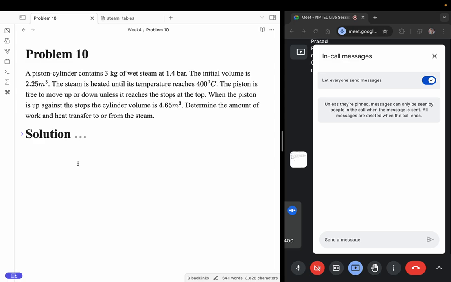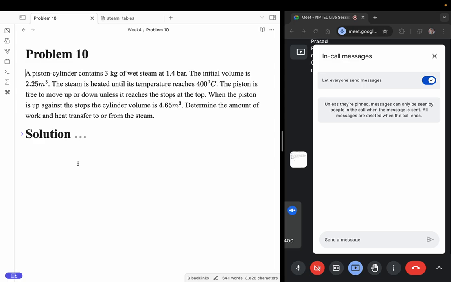So I would like to leave a little exercise for this problem. I'll just glance through the solution, but then I would expect you to go through it, and then maybe you could come up with any questions, and then we'll discuss. So there is a piston cylinder that has 3 kg of wet steam, which means the quality is not equal to 1, at a certain pressure. The initial volume is specified.